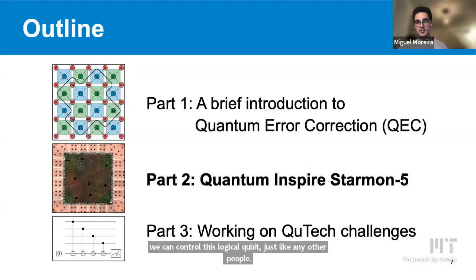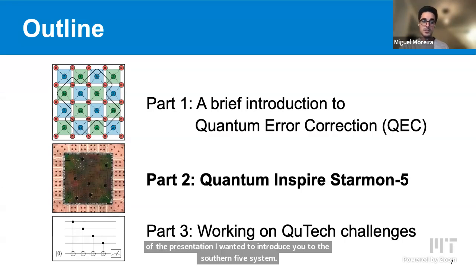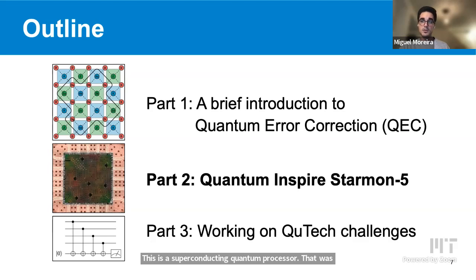Now, having gone through this very theoretical part of the presentation, I wanted to introduce you to the Starmon 5 system. This is a superconducting quantum processor that was fabricated with the specific goal of implementing the Surface 7 code, and that is now available to you through Quantum Inspire.